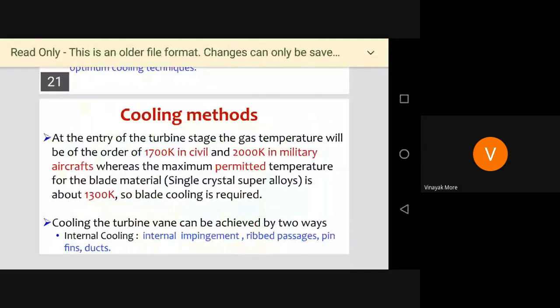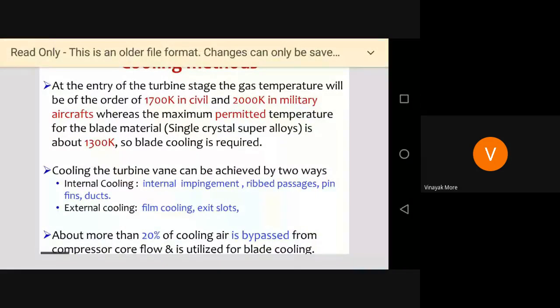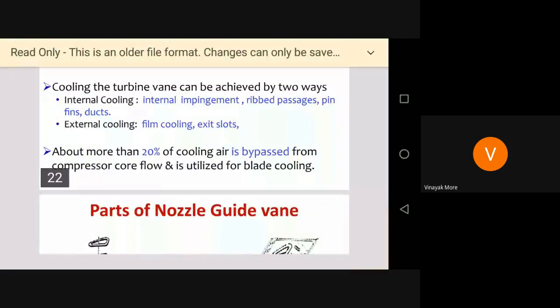So next, if you see the cooling methods, as I told earlier, because of the high temperatures in military applications, with afterburner it is around 1800 degrees centigrade or up to 1900 degrees centigrade, the cooling is very important. So coolings are of various types. In internal cooling, we can go for internal impingement cooling, ribbed passages, so passages with increased surface area are called ribbed passages, or passages with pin fins. So pin fins also increase the surface area, which can absorb more heat. Then we have external cooling like film cooling or the exit slots of the turbine blades.